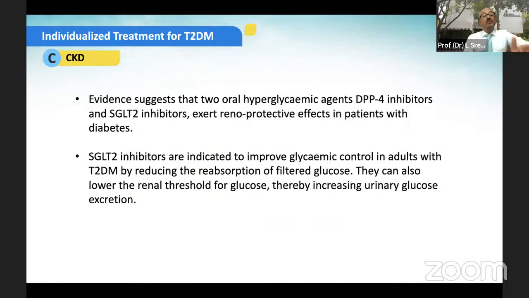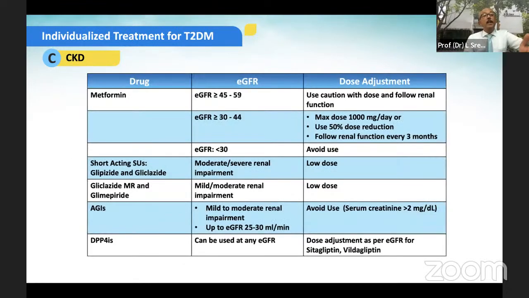So this is how we have individualized the treatment. For example, CKD. And in the CKD, we have clearly given the eGFR range 45 to 60: use caution with dose and follow renal function. With 30 to 44, maximum dose 1000 mg per day, a 50% reduction is required. Less than 30, avoid use.